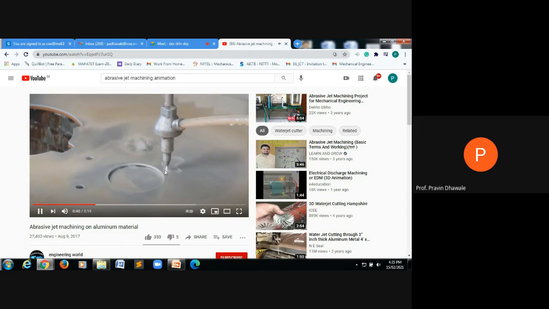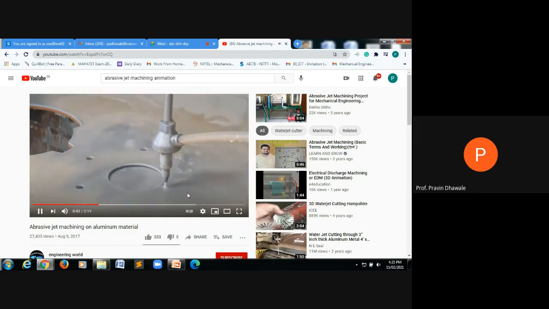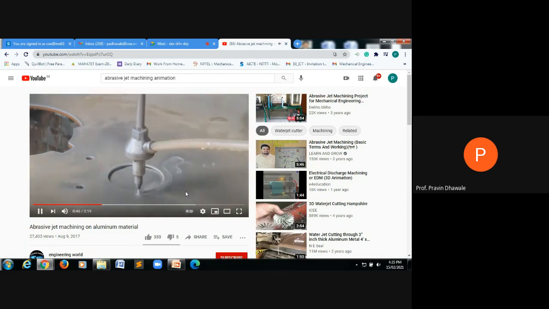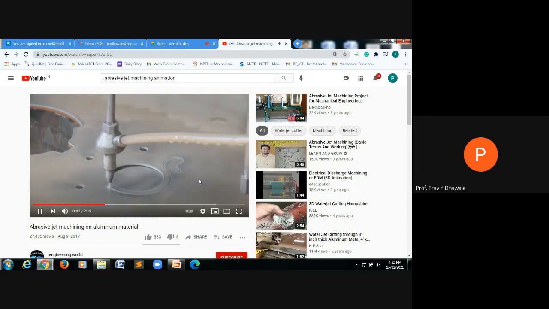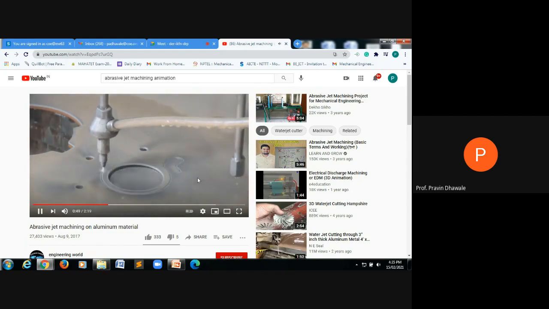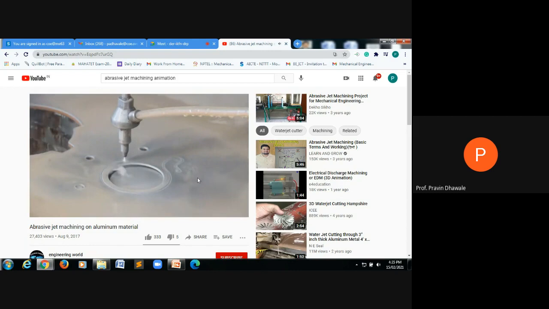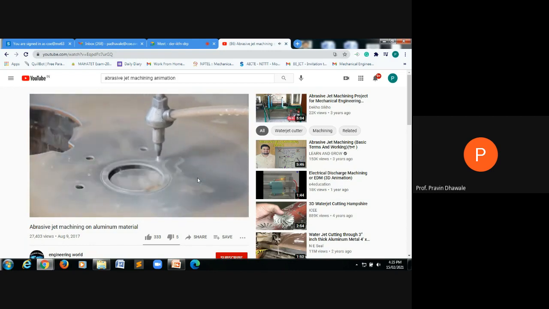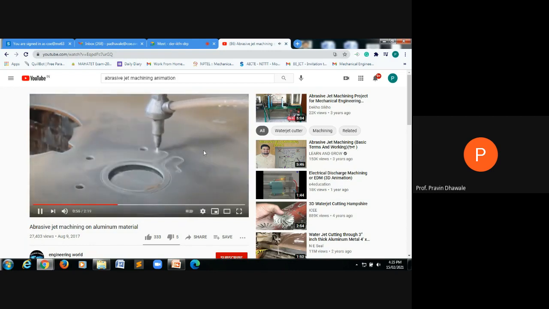Any complicated shape can be machined by using certain kinds of non-conventional machining processes. There will be no need of the tool.